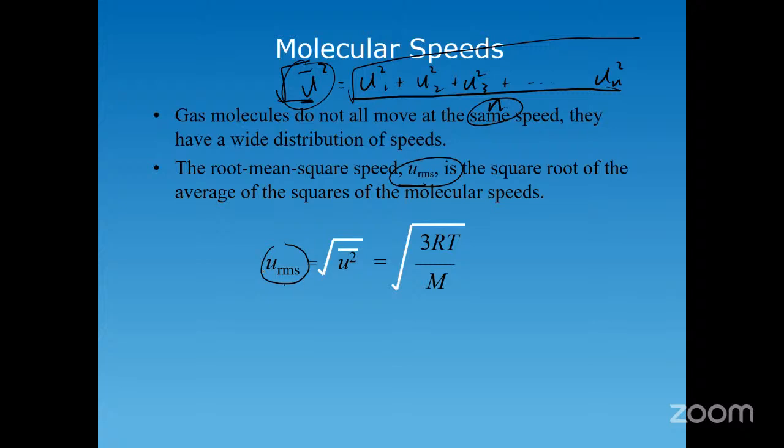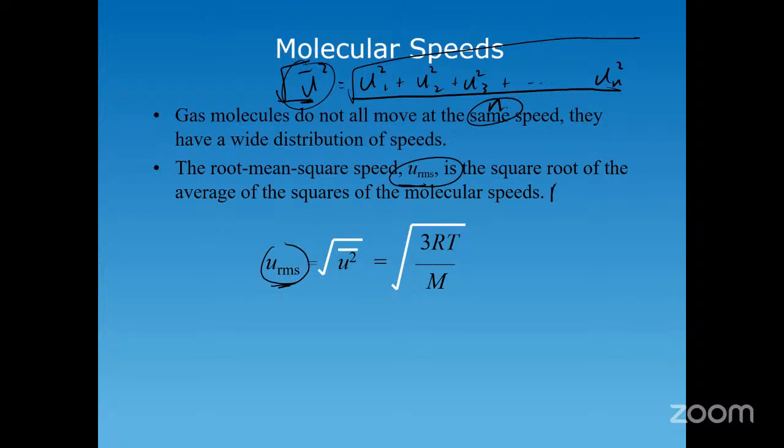So this is what we're looking at, the root mean square speeds. It turns out, I won't show you how this is derived, that the root mean square speed can be calculated based on this equation right here: the square root of 3RT over the molar mass. However, you have to be careful when you're using this equation.